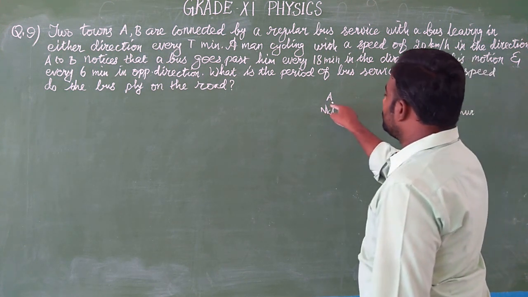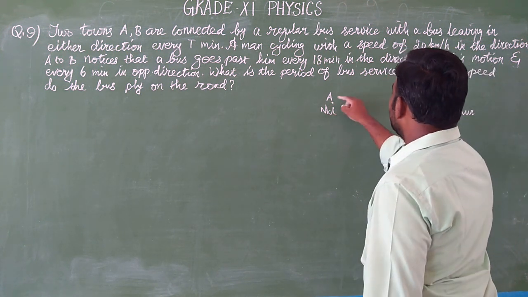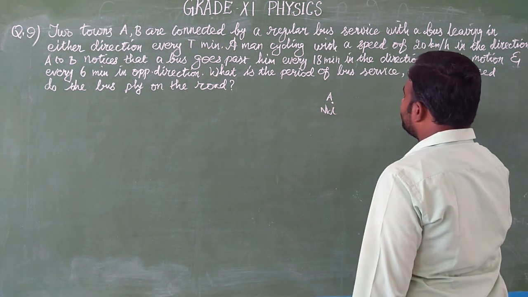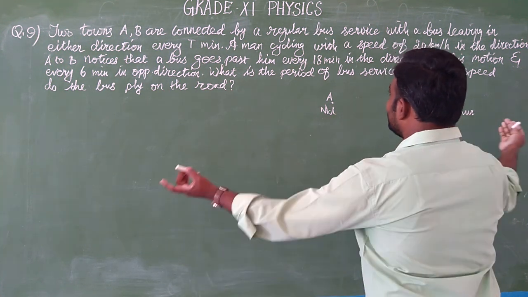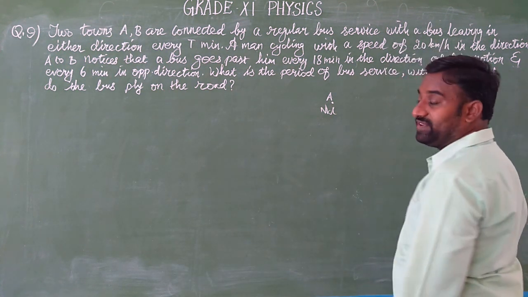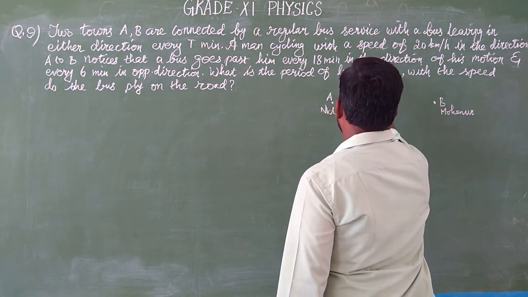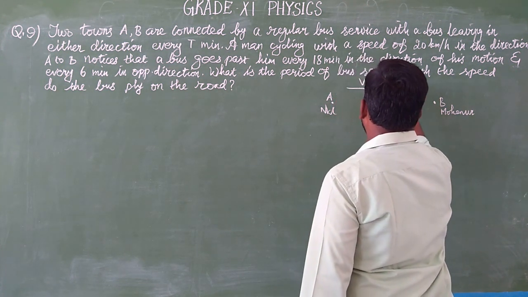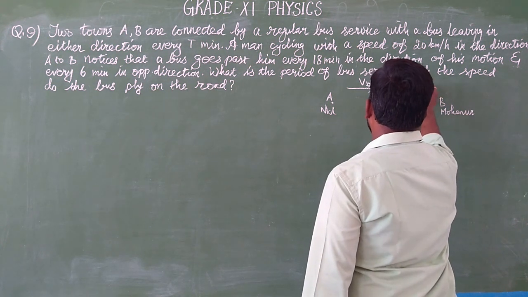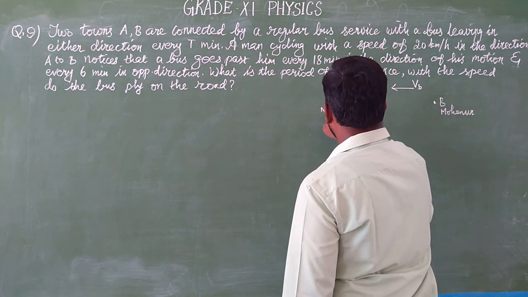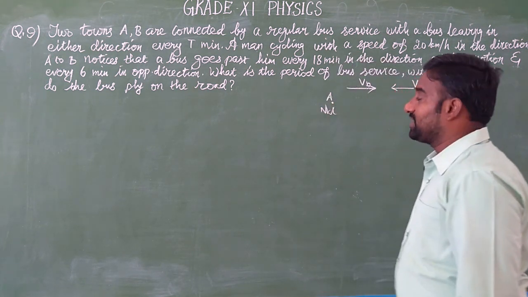Okay, so the two towns A and B are connected by a regular bus service. A bus is flying from town A to town B and then town B to town A. So it is flying in either direction every 10 minutes. That is, from Namakkal to Mohanur and Mohanur to Namakkal.